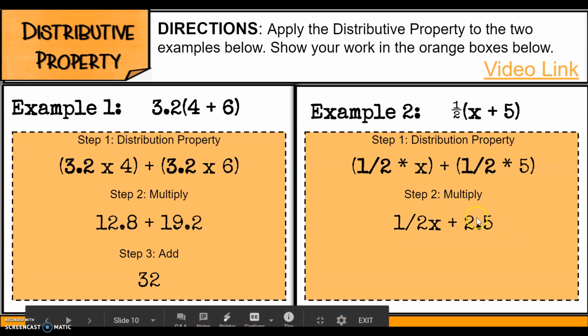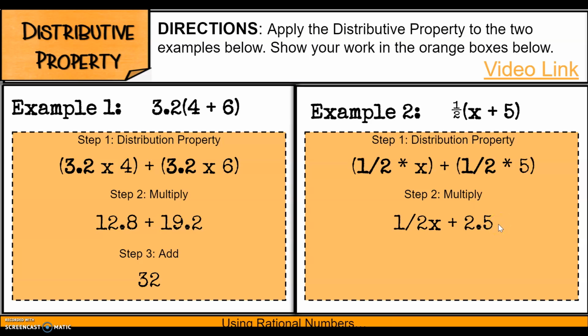because I cannot add this term with this term because they are not like terms. They don't have the same variable. So this one has a variable and this one does not. So I cannot add them together. So this is how I was using rational numbers to apply the distributive property to simplify these two expressions.